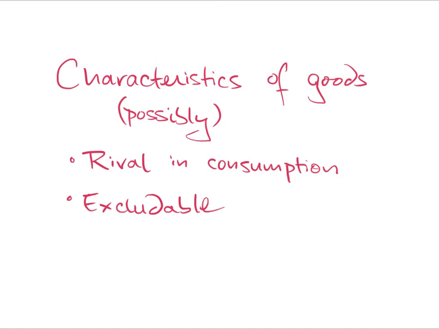Okay, other examples, like my apple is excludable. It belongs to me. No one else can use it. But fish in the ocean are not excludable. They belong to nobody. Anyone can catch them.